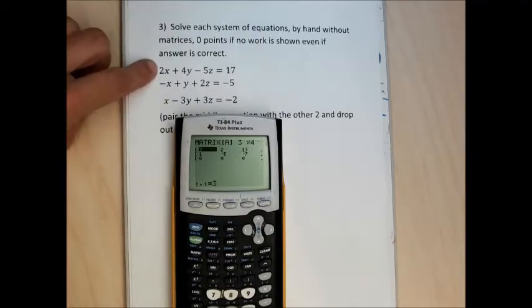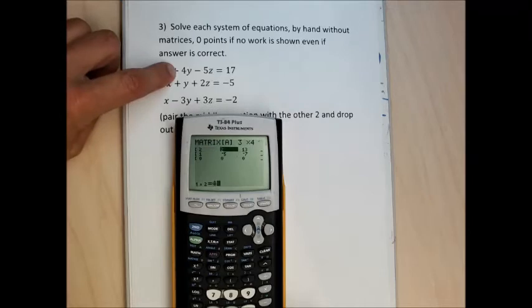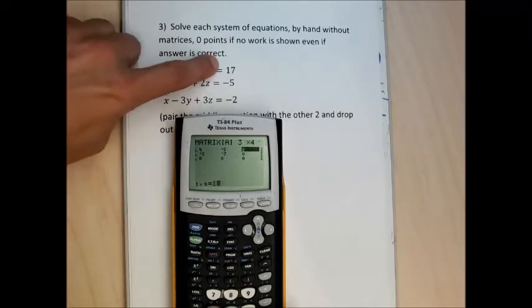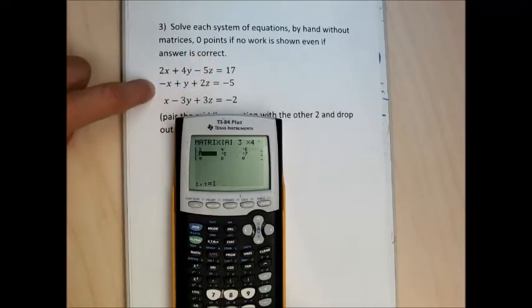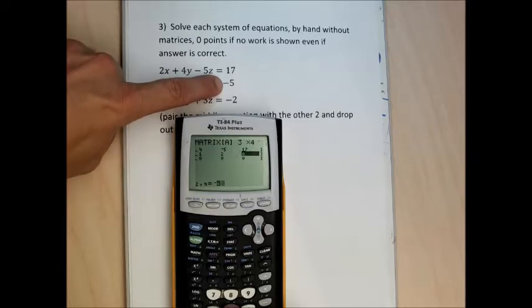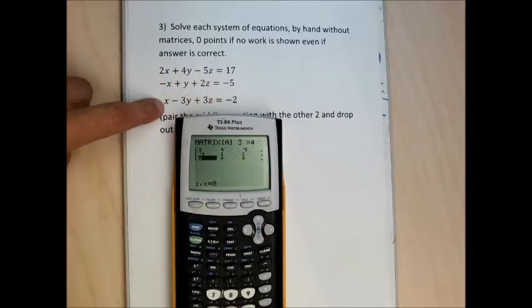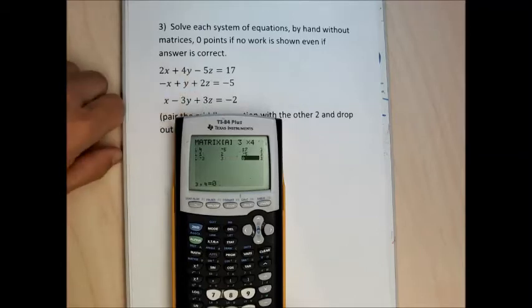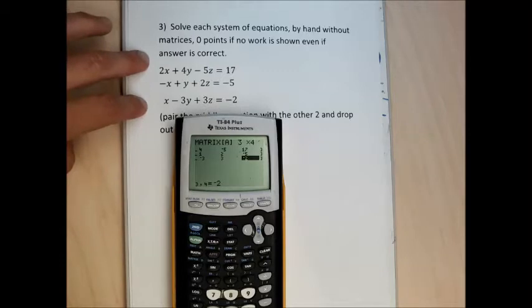In the top row, I'm going to type 2, 4, -5, and 17. For the middle row, I'm going to type -1, +1, +2, and -5. And for the bottom row, I'm going to type 1, -3, +3, and -2. I have the matrix representation of this system of equations.